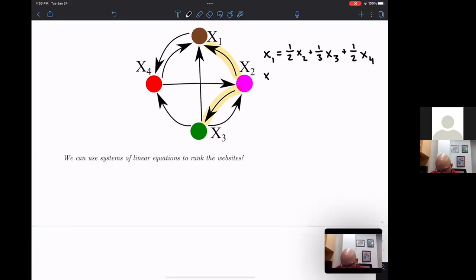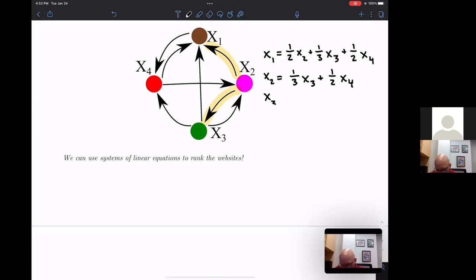If I look at X2, on the other hand, let's see. X2 is getting what? It's getting nothing from X1, right? It is getting some stuff from X3, right? It's getting 1/3 of X3, and it is getting half of X4.